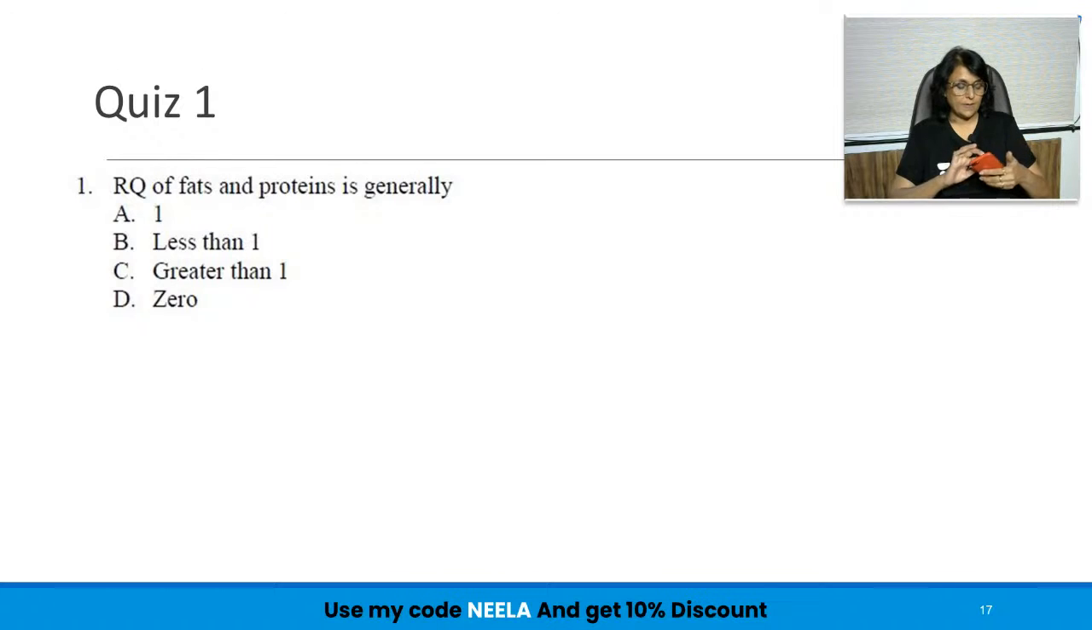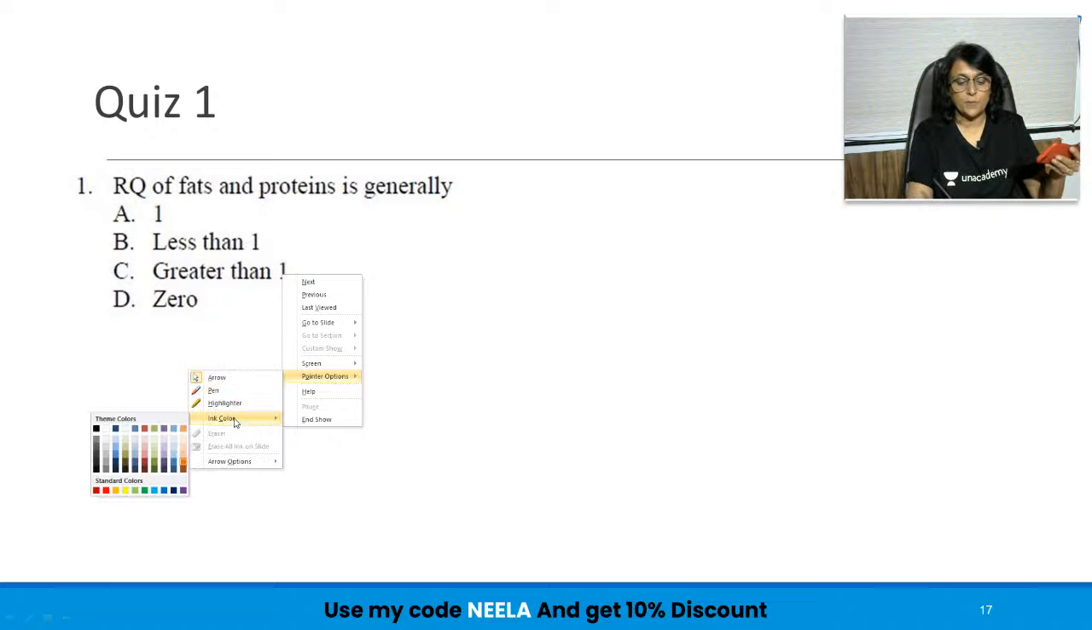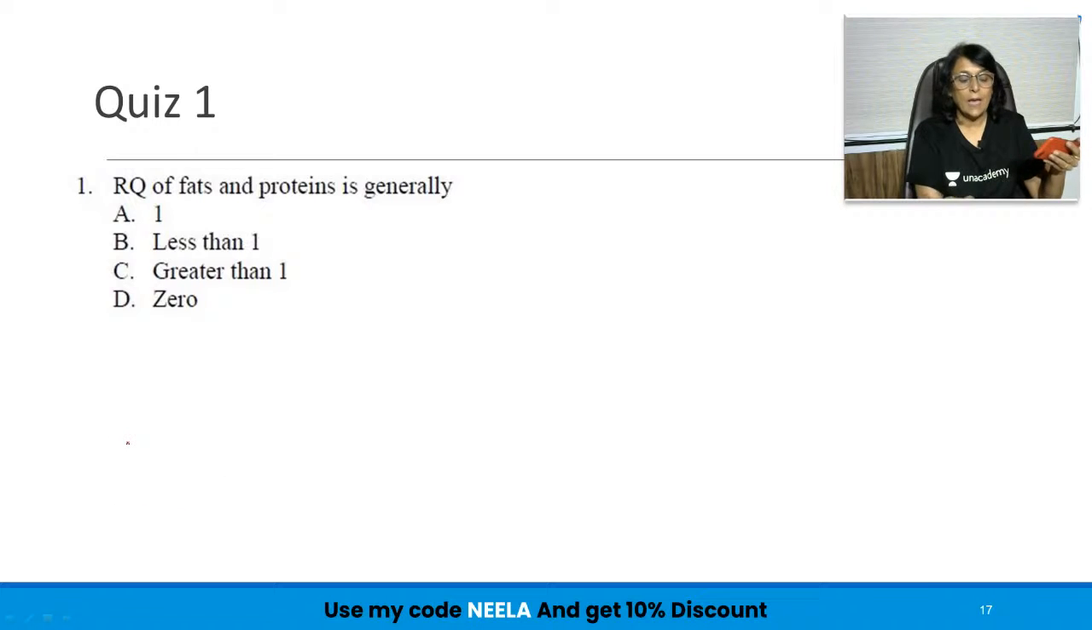Okay, I have started getting the answers also. Reshma says B, Hiren says B, Kalai also says B. Okay, we are talking about RQ, that is respiratory quotient, and we know that for fats and proteins it is always less than 1. Perfect. So everyone has given me the correct answer.